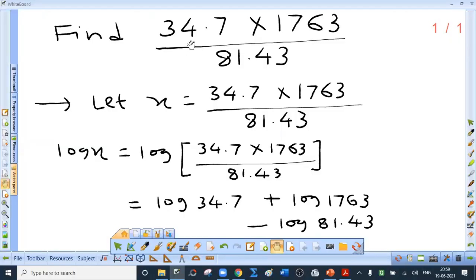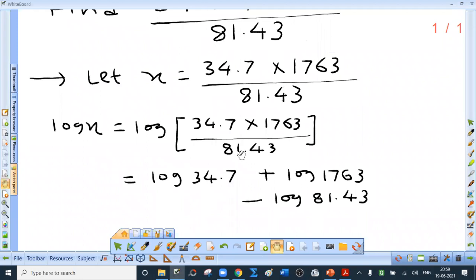Next one, find 34.7 into 1763 upon 81.43 using log tables. Let x be the given number. Use log. Now you have to be very careful. See, basically, I have omitted one step. Let me explain. Log of m upon n is log m, that is log of numerator, minus logarithm of denominator. So minus logarithm of 81.43.